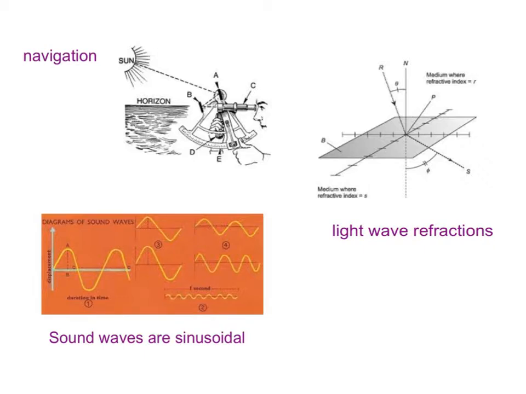Here are some more applications using trigonometry. Old style navigation at sea used this first device called a sextant, and this sextant uses celestial navigation. They used that for a very long time before GPS. Light wave refractions depend on trigonometry. You can see this is 3D trigonometry. And then this is sound waves. Sound waves are all sinusoidal, so doing periods and amplitudes using sound waves.